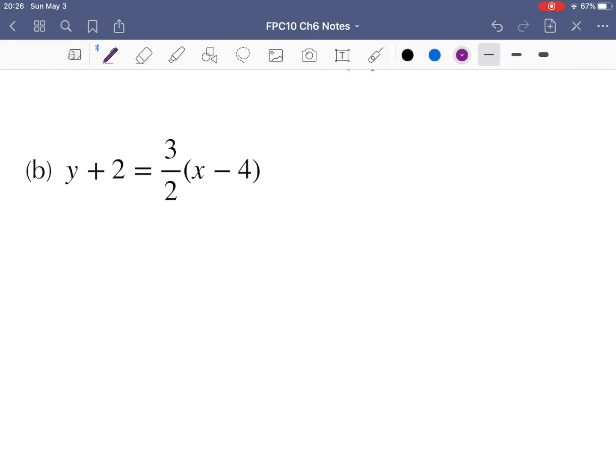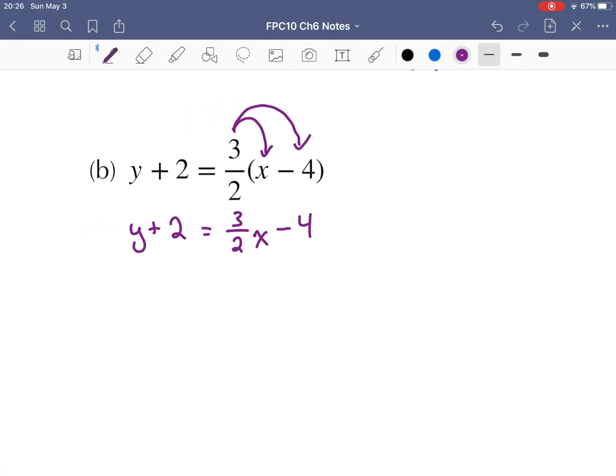All right, let's take letter B. Let's turn this into standard form first. Okay, so let's start off with standard form. So to do that, let's start simplifying it. Distribute the 3 halves to every term in that binomial there. So we're going to get y plus 2 is equal to 3 halves x minus 4.